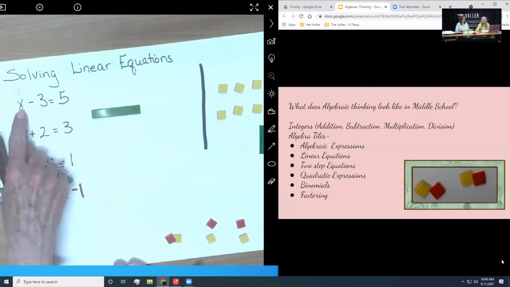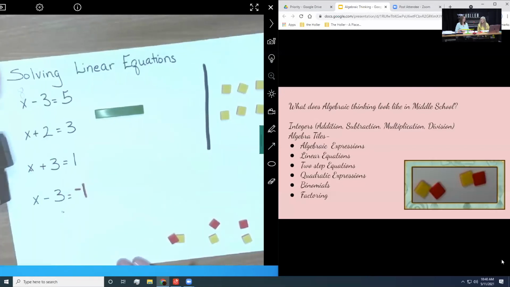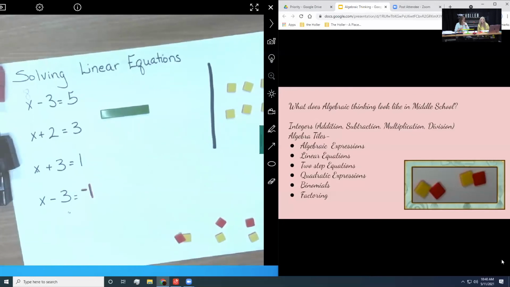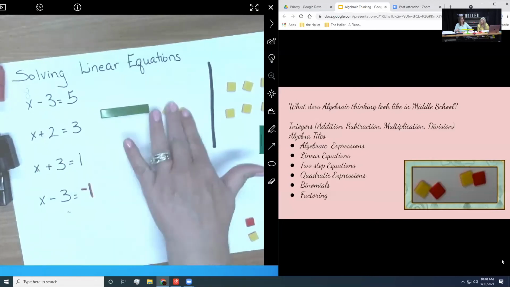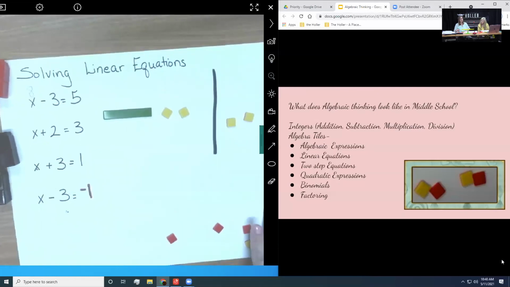So that X was really my box in the primary grades. That was my missing number. That's all that is. So let's do another one real quick. X plus 2 is equal to 3. So we're just going to move these off. So that's what it looks like, right?